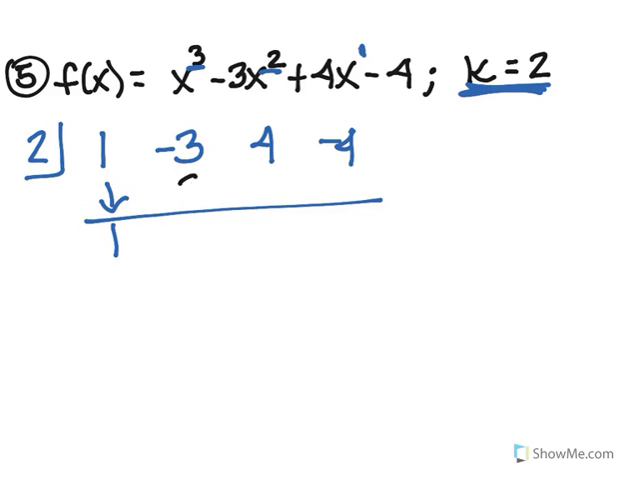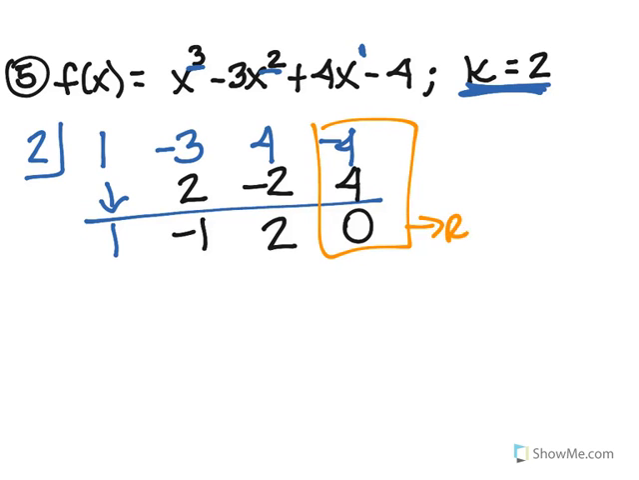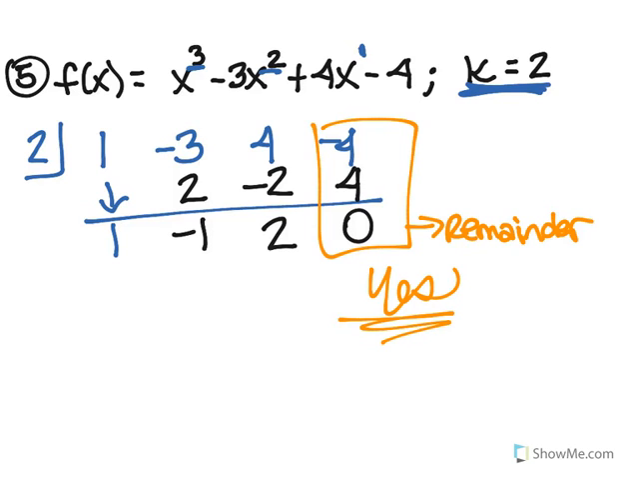Multiply 2 times 1 is 2. -3 plus 2 is -1. -1 times 2 is -2. Plus 4 is 2. Times 2 is 4. Minus 4 is 0. So we're back with this remainder. That's 0. So that means it works. 2 is a factor. Anytime you get a 0 in that last column, that means it divides evenly. So in this section, you would say yes. Yes, 2 is a true K because it divided evenly.